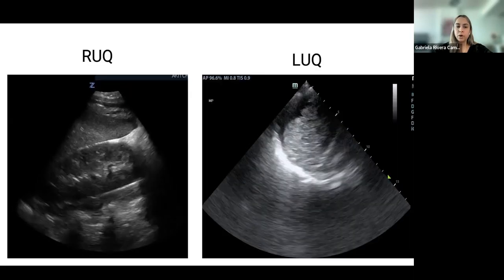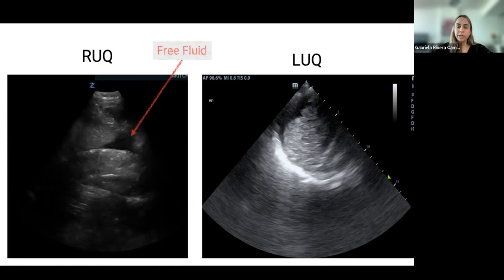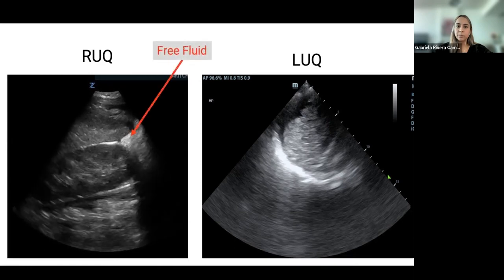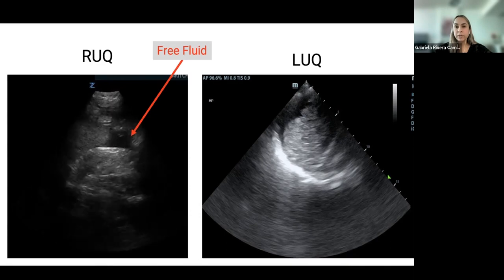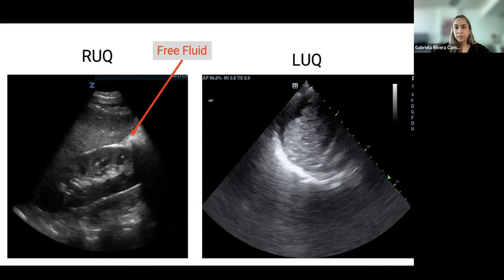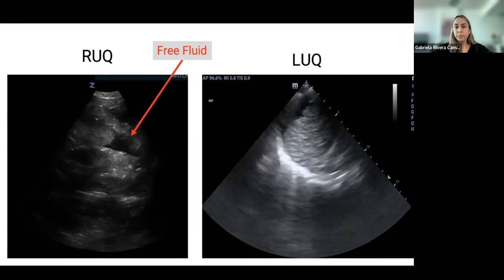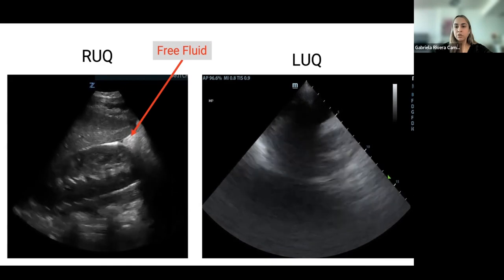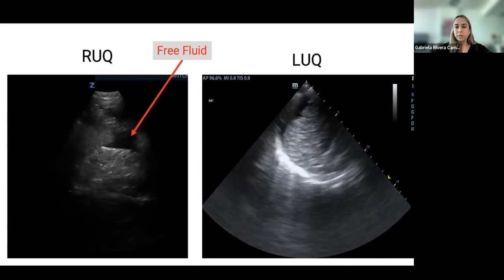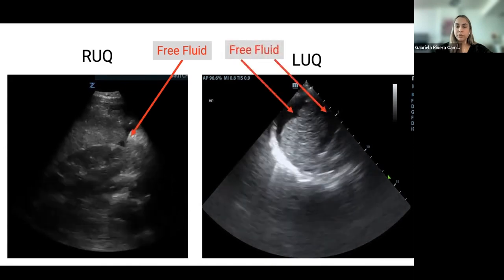The view of the right upper quadrant shows an anechoic area of free fluid at the caudal tip of the liver, which is the most sensitive area for free fluid in the entire FAST exam. In the left upper quadrant view, we see an anechoic area between the diaphragm and the spleen, and also between the kidney and the spleen. That is concerning also for free fluid.